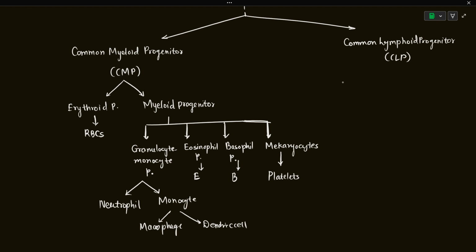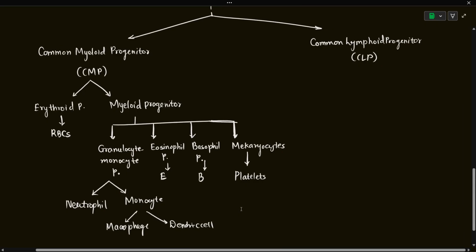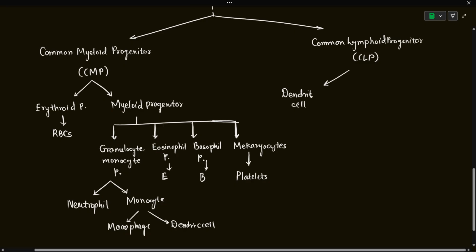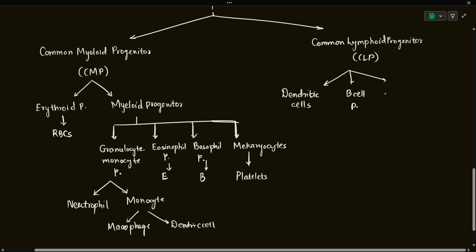On the other hand, the common lymphoid progenitor forms the agranulocytes, the WBCs which do not have granular structures. So they can also be differentiated into dendritic cells, or they can form a B cell progenitor, they can form a T cell progenitor, or they can form natural killer cells.